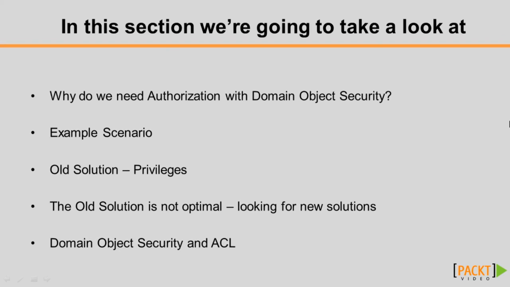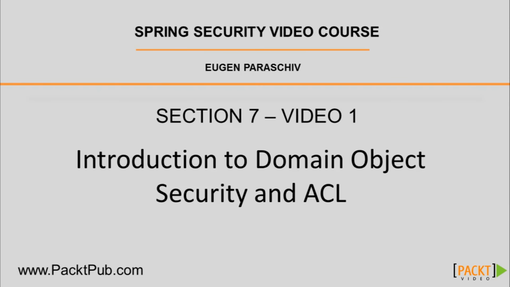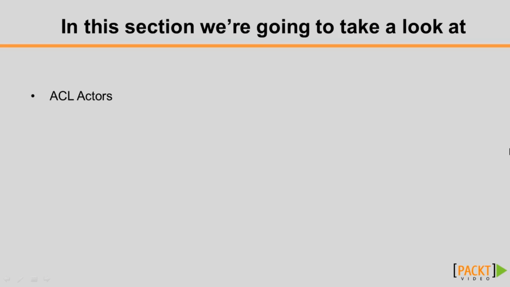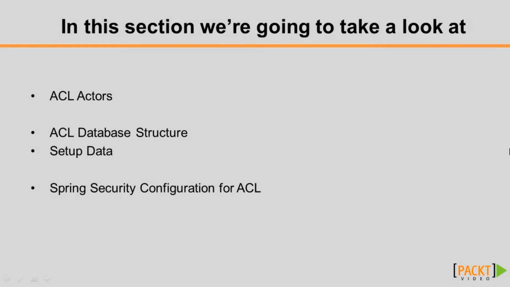In short, it's a generic way of writing security rules for each domain entity using what is called an access control list, an ACL. ACLs provide granular access down to the single entity level. So we will start by looking at the ACL actors and we will understand what is the role of each artifact. We will then create the ACL database structure and we will set up the data. We will set up both basic data as well as ACL data. We will then enable ACL in our Spring Security configuration. And finally, we will start using ACL in practice.